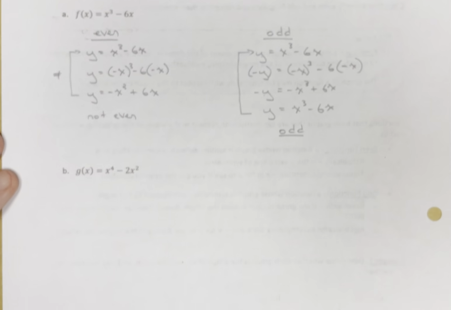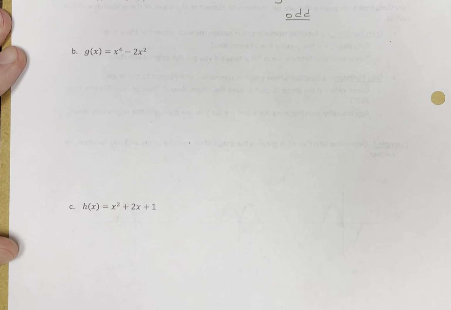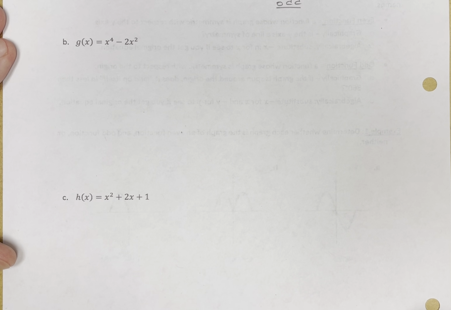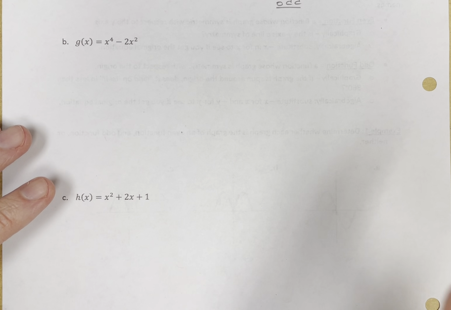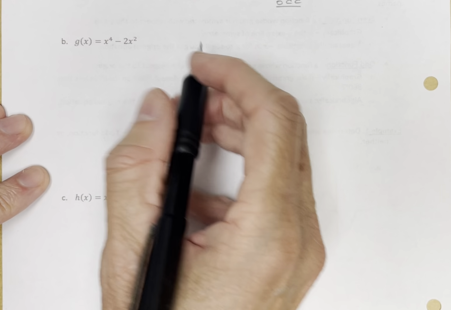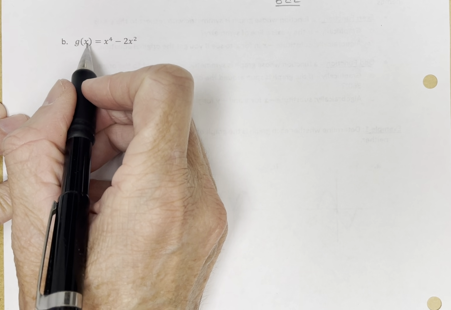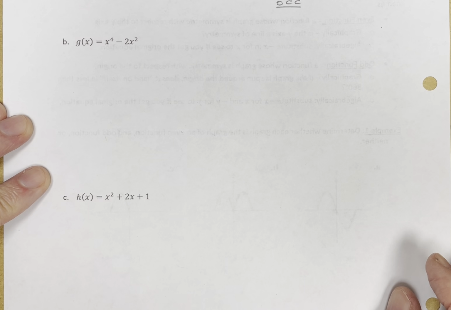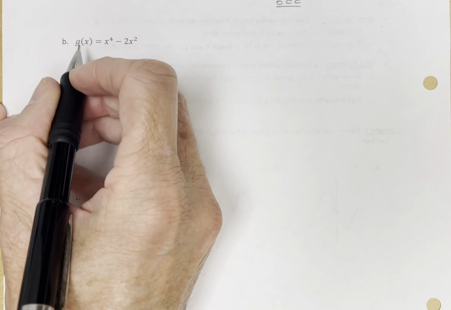Okay, let's do two more examples. And again, I won't check with the graphing calculator. You're welcome to do that on your own if you'd like to. Okay, this function, g of x, is equal to x to the fourth minus 2x squared. Is it even?